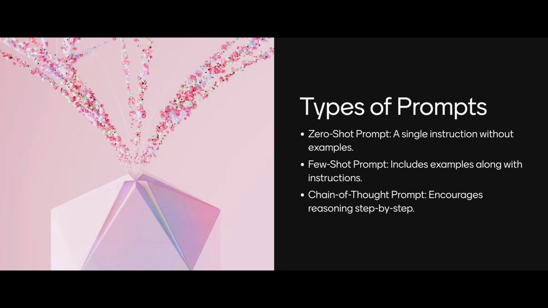Next is chain of thought prompt, which encourages the response by asking the model to explain its answer step by step. Example: classify the sentiment and explain your reasoning. It will provide the output in a way that reflects human-like thinking capability.